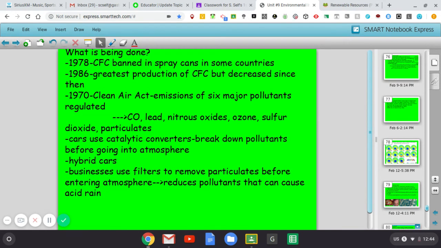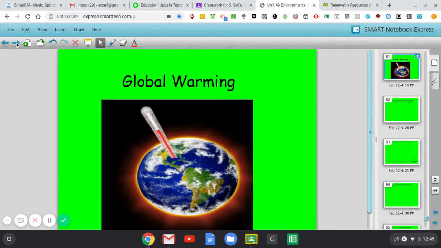So what's being done? They actually banned in lots of countries the uses of CFCs. In the United States, that didn't really take effect until about the 80s, late 80s. You can also see that cars are starting to use things called catalytic converters, which break down the pollutants before they go out and exhaust into the atmosphere. Use of hybrid cars, so they're not using all gas. And then businesses having to use filters, like if they're putting any kind of particulate matter into the air.